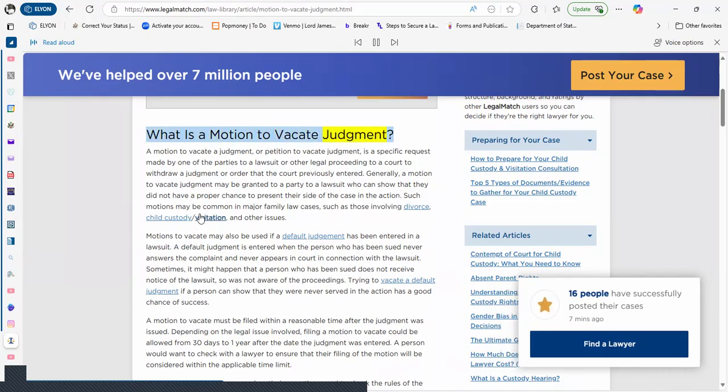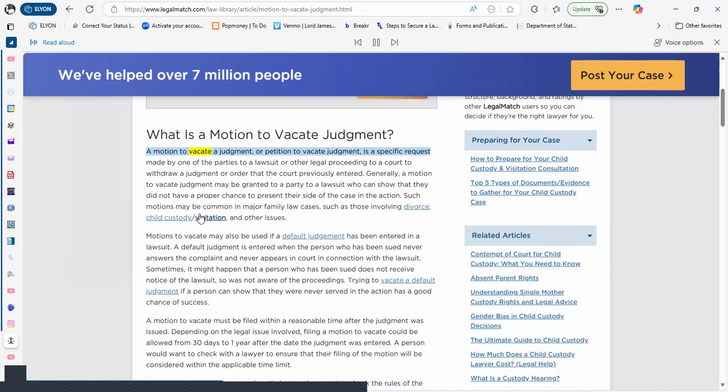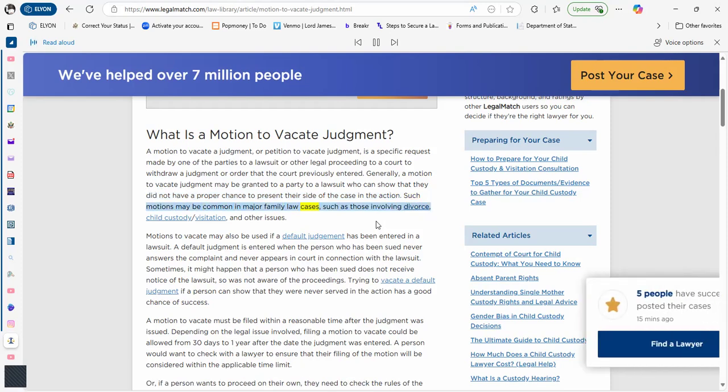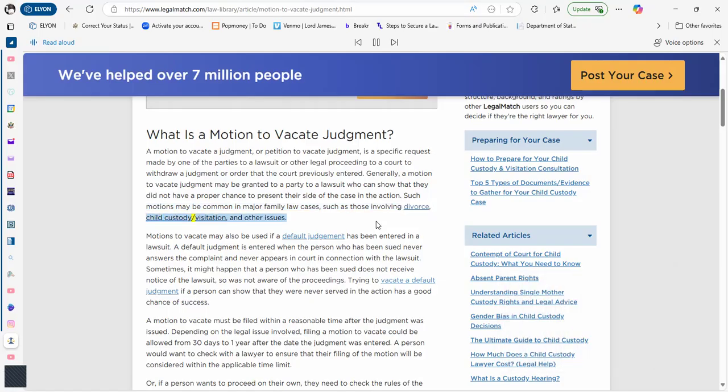What is a motion to vacate judgment? A motion to vacate a judgment, or petition to vacate judgment, is a specific request made by one of the parties to a lawsuit or other legal proceeding to a court to withdraw a judgment or order that the court previously entered. Generally, a motion to vacate judgment may be granted to a party to a lawsuit who can show that they did not have a proper chance to present their side of the case in the action. Such motions may be common in major family law cases, such as those involving divorce, child custody/visitation, and other issues.